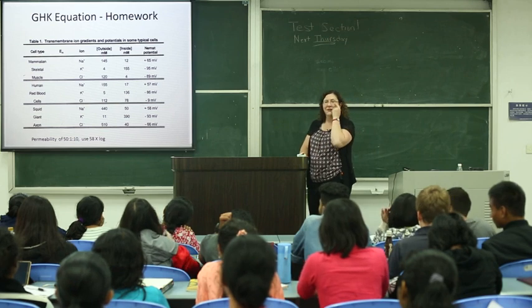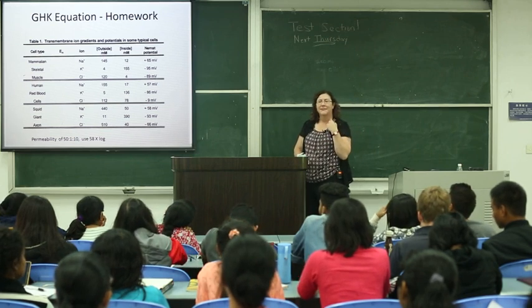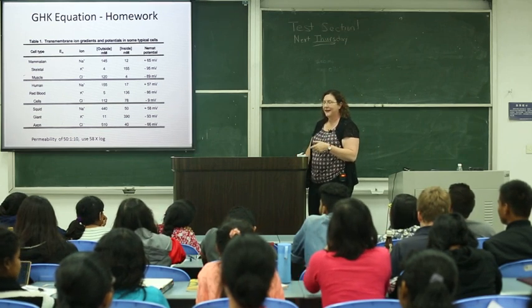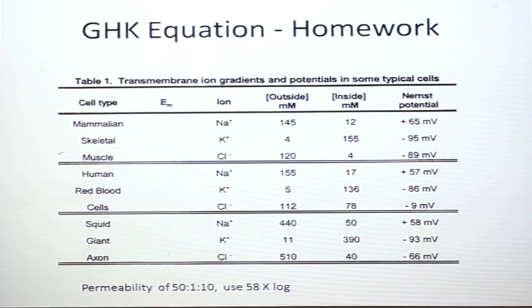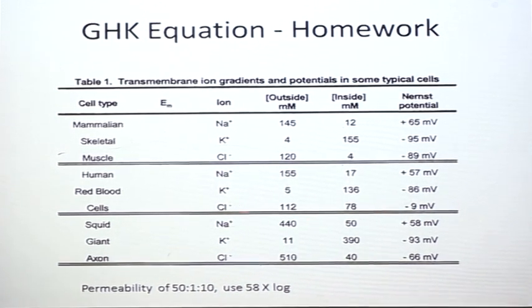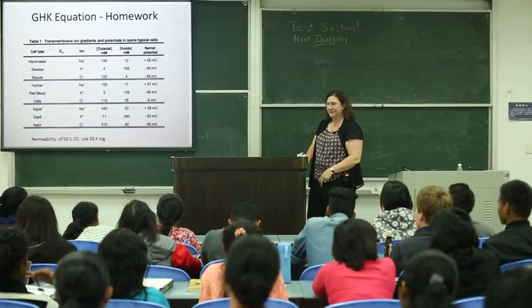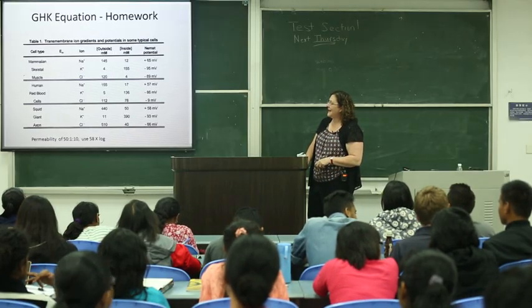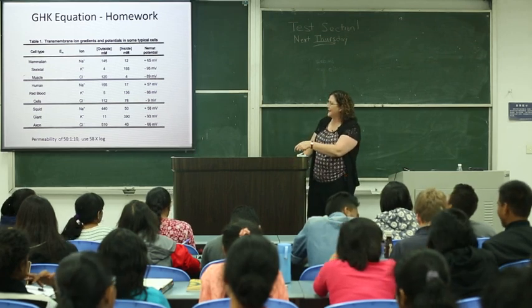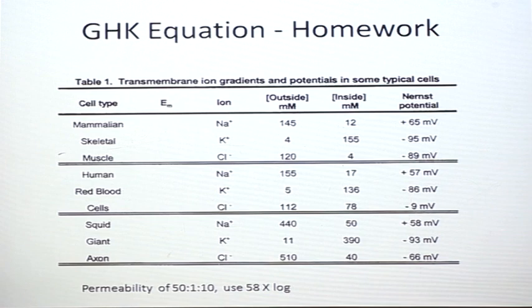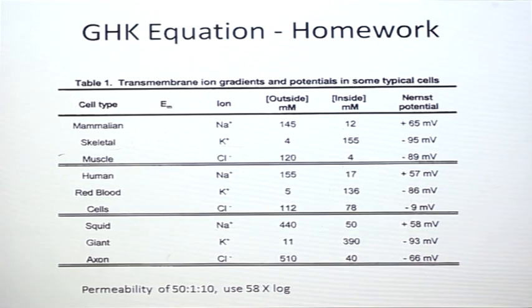Did you notice he used 58 instead of 60? That's because 60 is just rounded up. So here's what you're going to use, 58 times the log. Okay? And you have basically 3 problems to solve. So that's what you're going to be turning in next week. You can turn it in after your test, but you can assume that you will need to know this for your test. Okay?